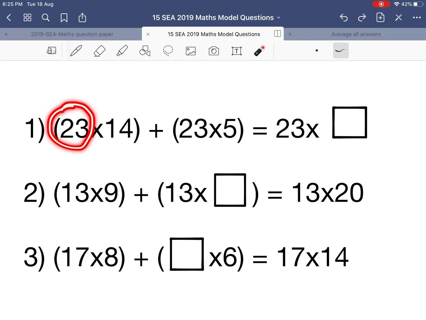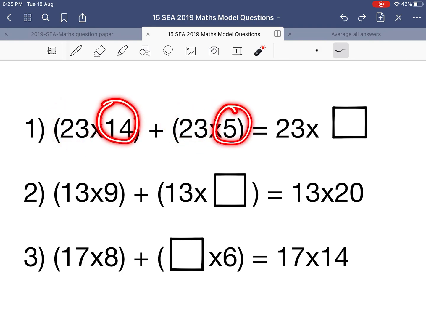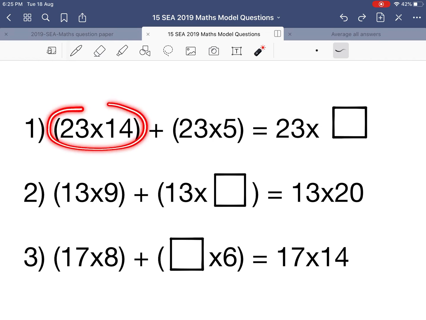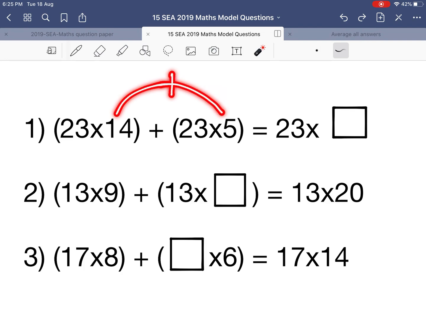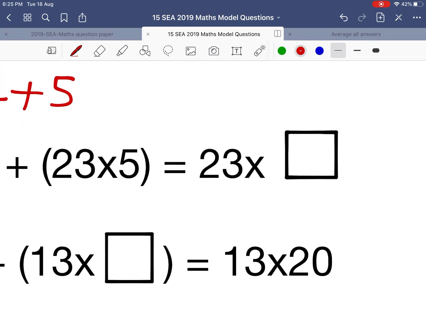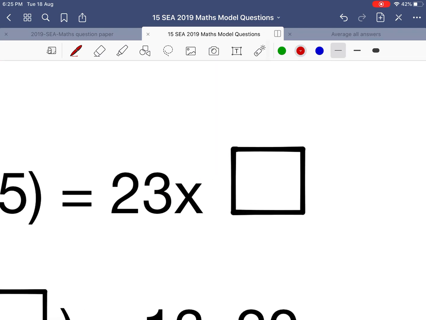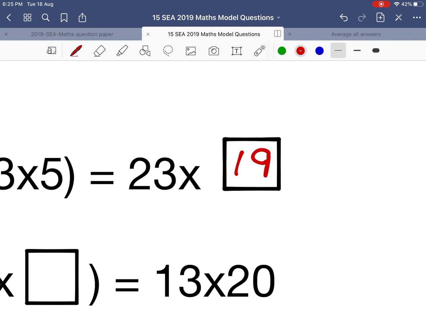So we are seeing that the 23 is constant, and then we have two other numbers. When we have one of the numbers being constant, where we have a bracket being multiplied and added to another bracket being multiplied, and we have again a constant number, we can simply add these two numbers. So we will get 14 plus 5, and that is what goes in the box outside here, where we have 23 again. 14 plus 5, of course, is 19.